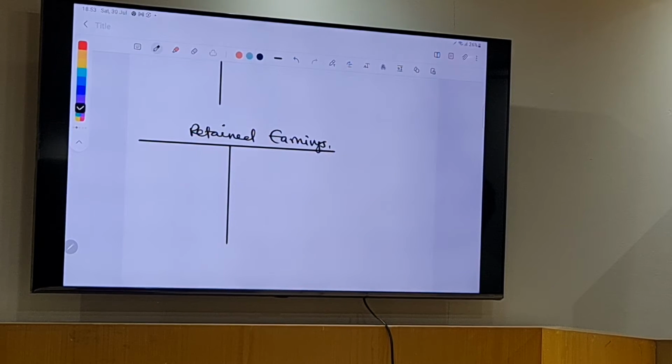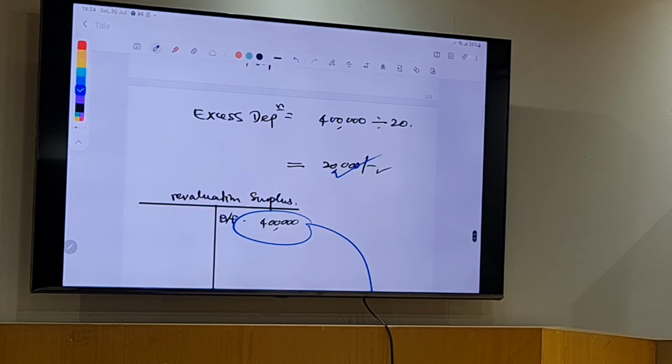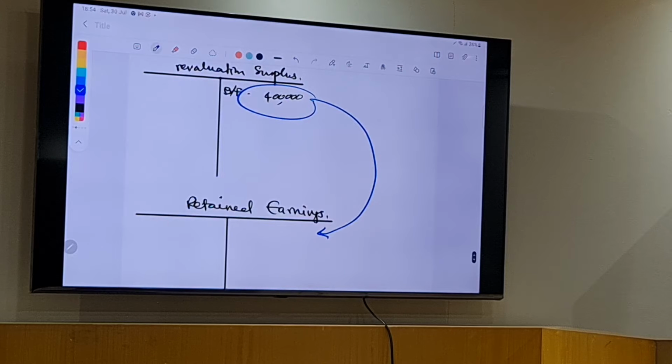That's the profit available, which can be distributed to the owners as dividend. Now, from this amount, I can transfer a portion to here. That transfer is what we call excess depreciation transfer. We calculate it. Now, we need to know how to transfer. What is the correct double entry? If you're looking at this, you should be able to tell me.